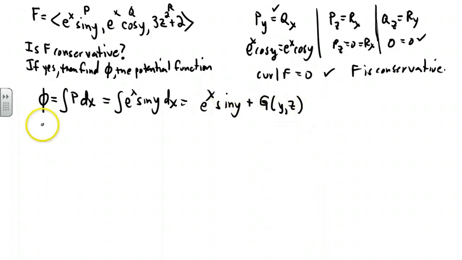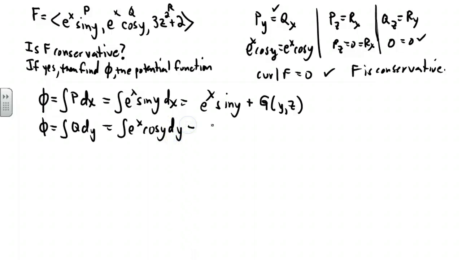Okay. But we could do it also for Q with respect to y, e to the x cosine y dy. And when we integrate with respect to y, what we get out is, oh, no, I'm sorry, e to the x sine y, plus possibly some function that has x's and z's in it.